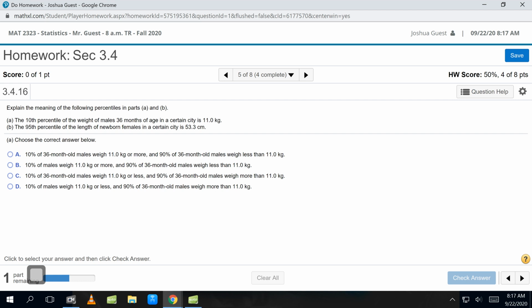Explain the meaning of the following percentiles. The 10th percentile of the weight of males 36 months of age in a certain city is 11 kilograms. The 95th percentile of the length of newborn females in a certain city is 53.3%. So if something is a percentile, then everything is at or below that level. That percentage is at or below that value.